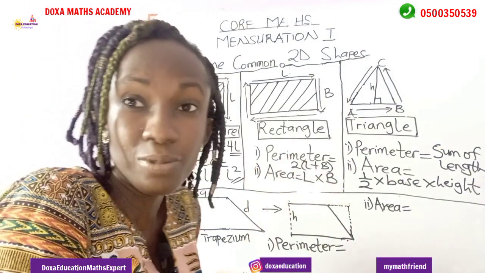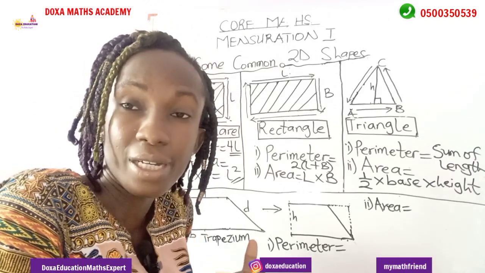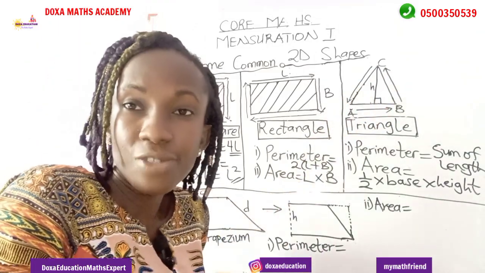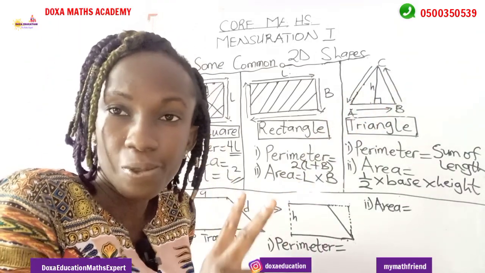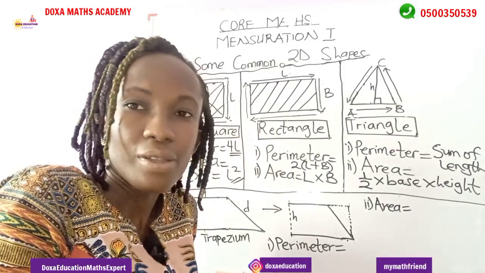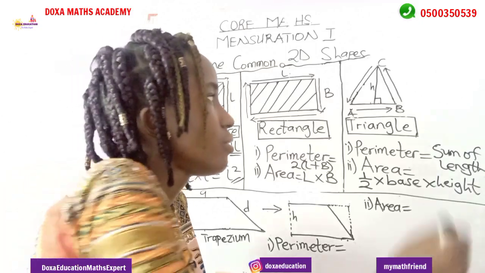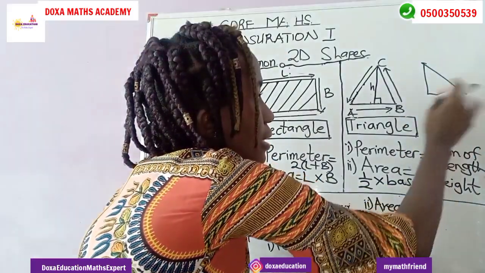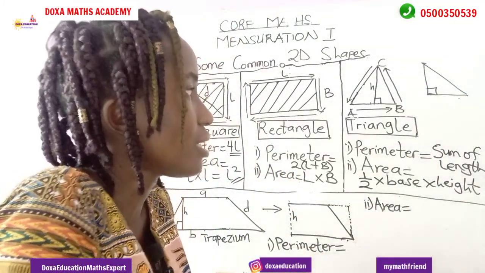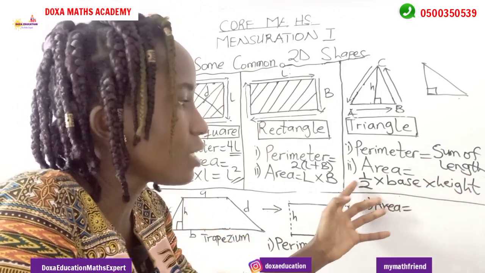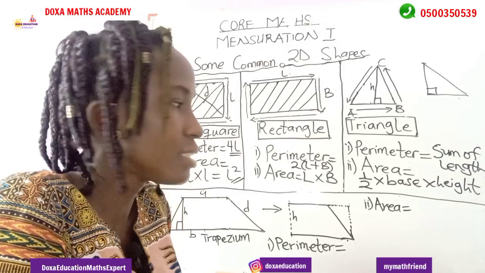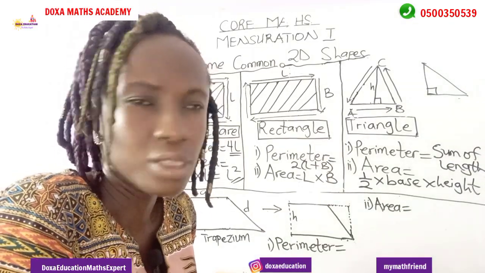Very well. Now we have types of triangle. We have the equilateral triangle, where all three sides are equal. We have the isosceles triangle where only two sides are equal. We have the scalene triangle where none of the sides are equal. Then we have the right angle triangle, a triangle that looks like this, where one of the angles is equal to 90 degrees. That's the right angle triangle. But the formula is the same for all. For area, it's half times base times the height. Good. I trust that you got it very well.